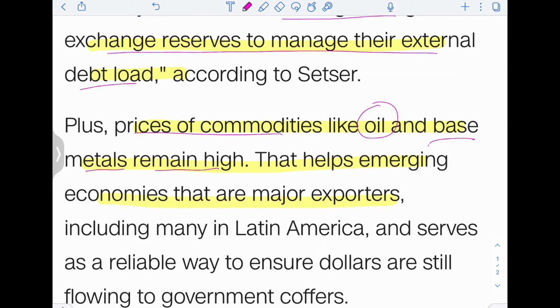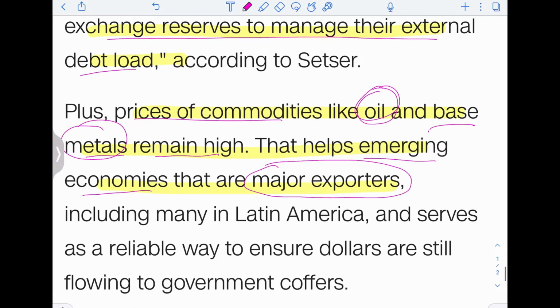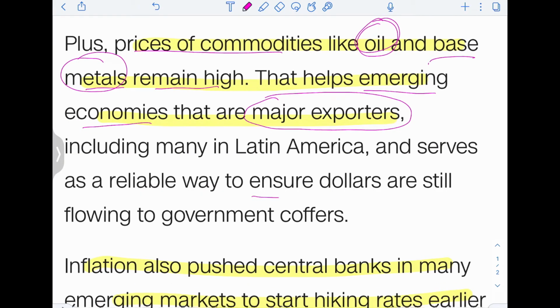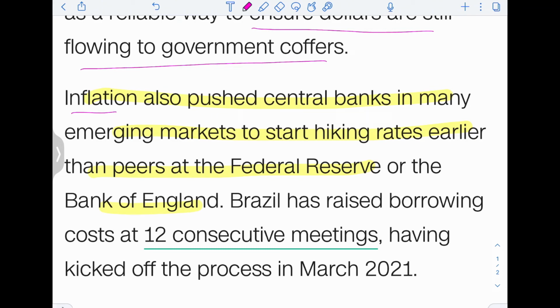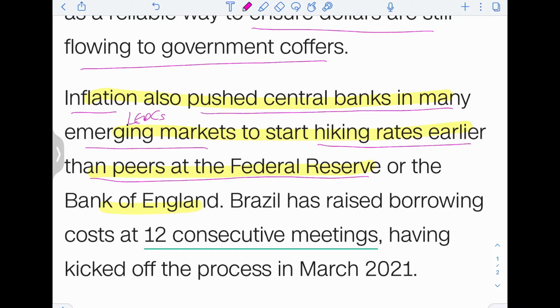You might be thinking, well, how does that help? Well, a lot of emerging economies or LEDCs are major exporters of oil and those metals. Okay, so that's still keeping them, ensuring that dollars are still flowing into the government coffers. Inflation has also pushed central banks in many emerging markets, in many LEDCs, to start raising their interest rates earlier than their peers at the Federal Reserve, which is the US Central Bank, as well as the Bank of England, which is the Central Bank of England, the British Central Bank.